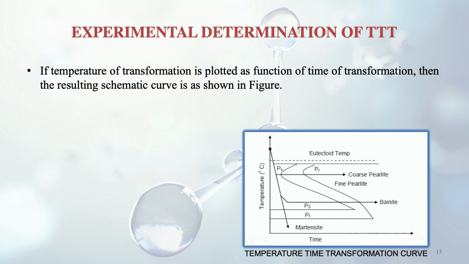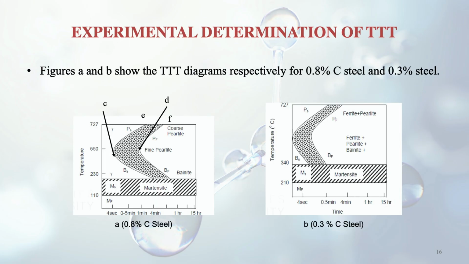So these are the two figures you can see, A and B. The first one is about 0.8% carbon steel, and the second one is about 0.3% carbon steel. In the first one you see, because it is 0.8%, it is at a slightly larger distance from the temperature axis in comparison to figure B. In B, it is touching the temperature axis, the B1, you can see, because the carbon content is lesser there.